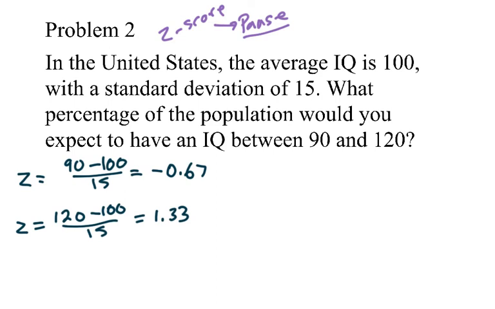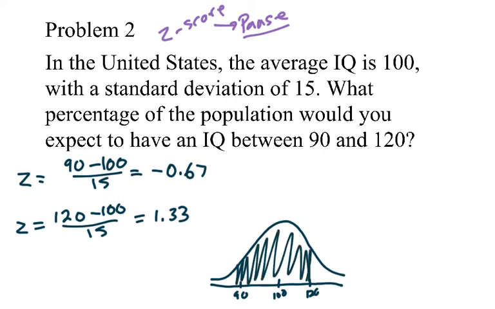All right, so check these z-scores. Make sure you got them. So what we're doing is we're looking for our probability between these two. So if our mean is 100, 90 to the left, 120 to the right, we're finding this area between these two.